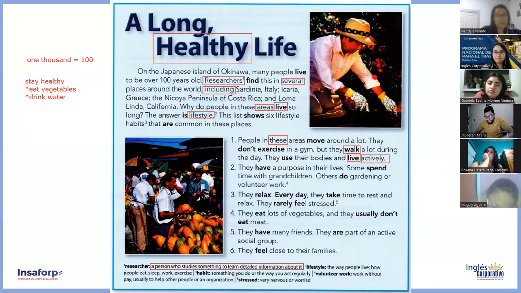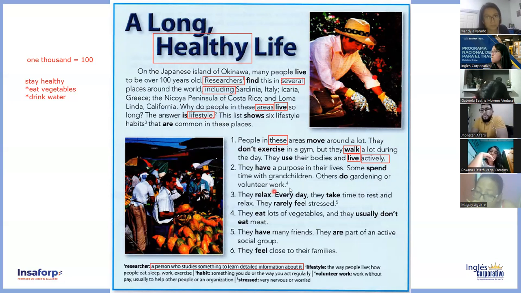Who wants to do the second one? Number two. Volunteers, guys. Fine. Okay, thank you, Karina. Go ahead, please. Number two. They have a purpose in their lives. Some spend time with grandchildren. Others do gardening or volunteer work. Okay, so there we have, they have a purpose, right? Propósito in their lives. Some spend time with their grandchildren, sus nietos, and others do gardening. No sé si alguna palabra. Jardinería, right? Do gardening or volunteer work?